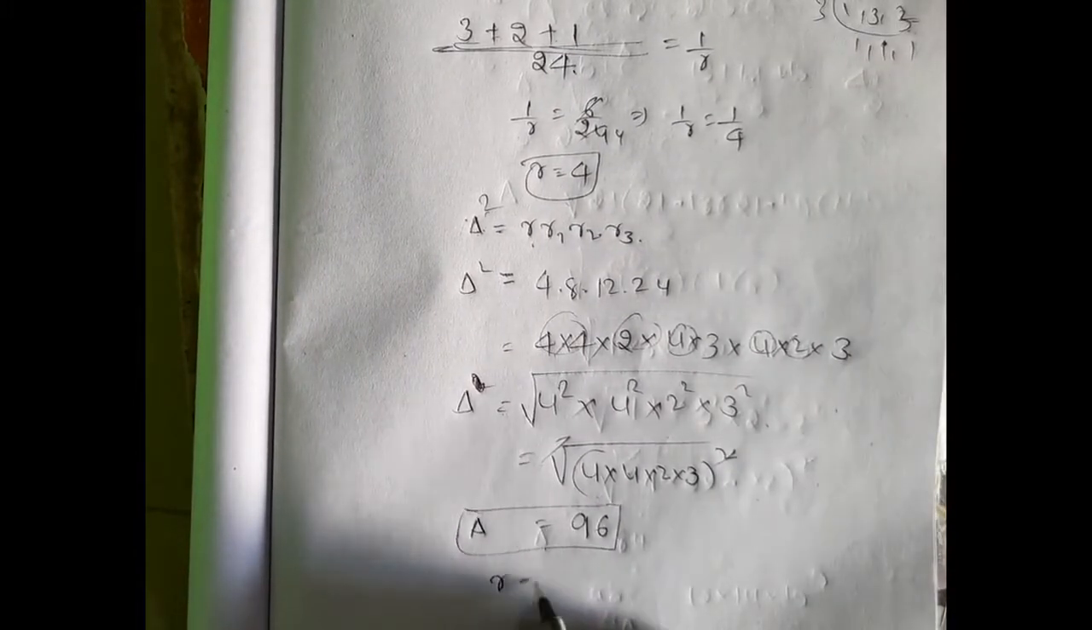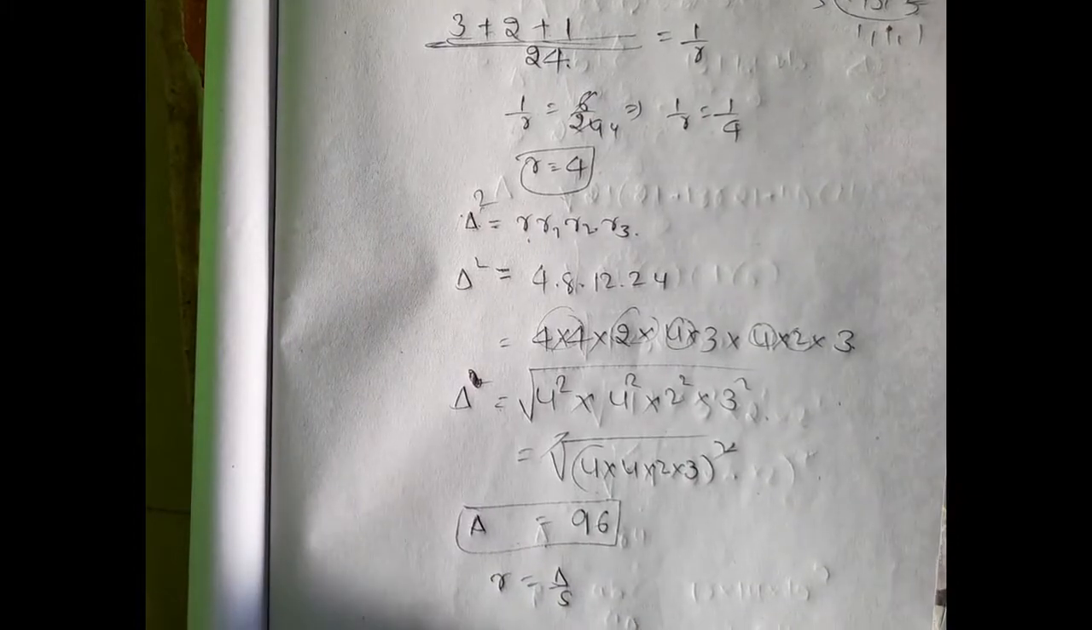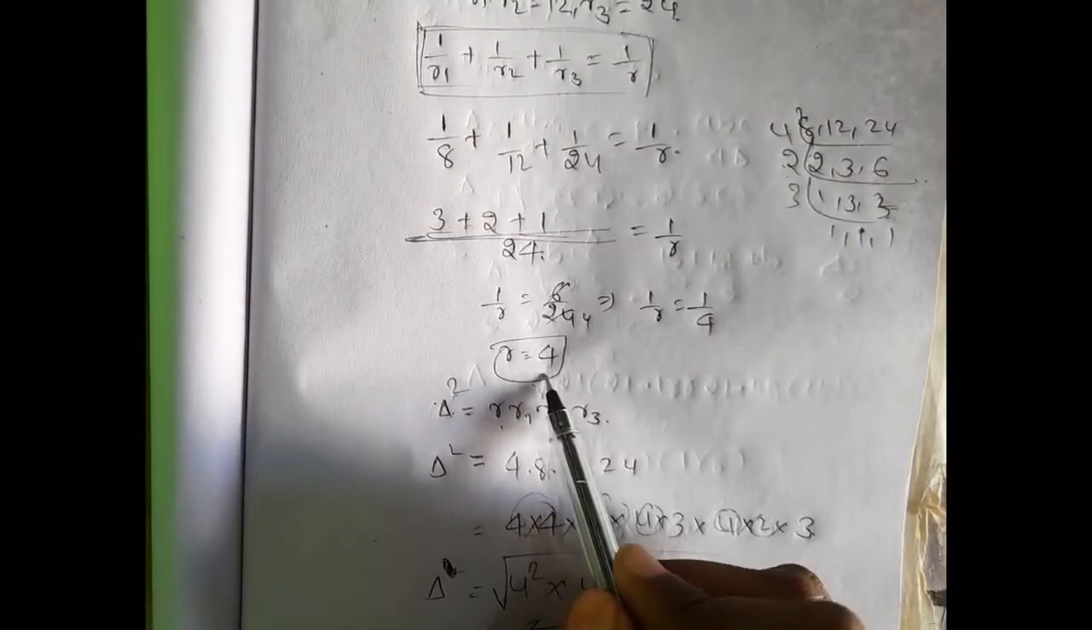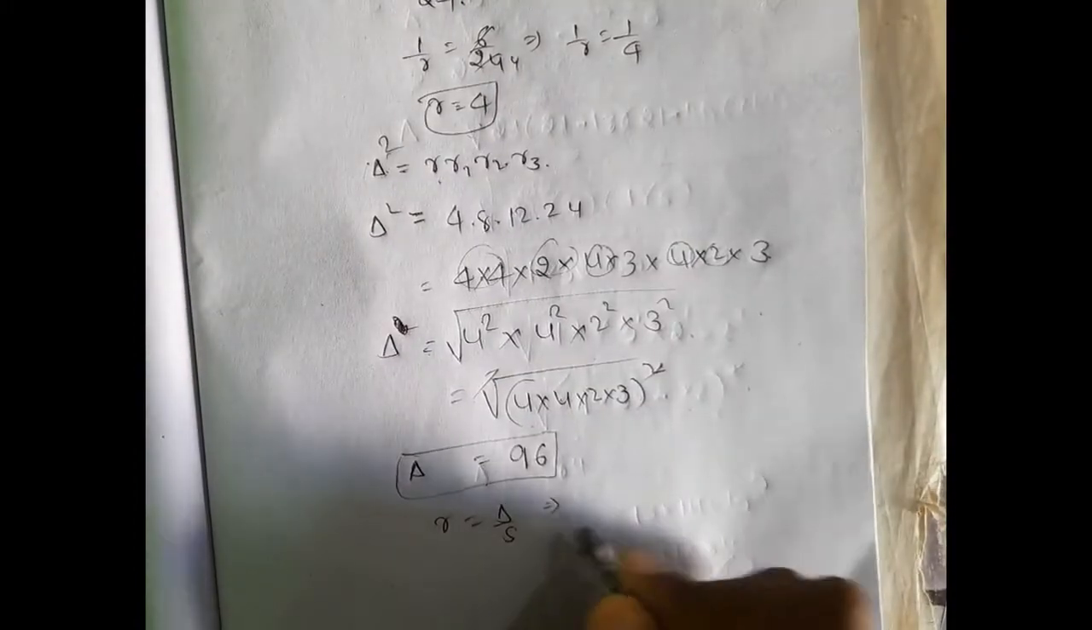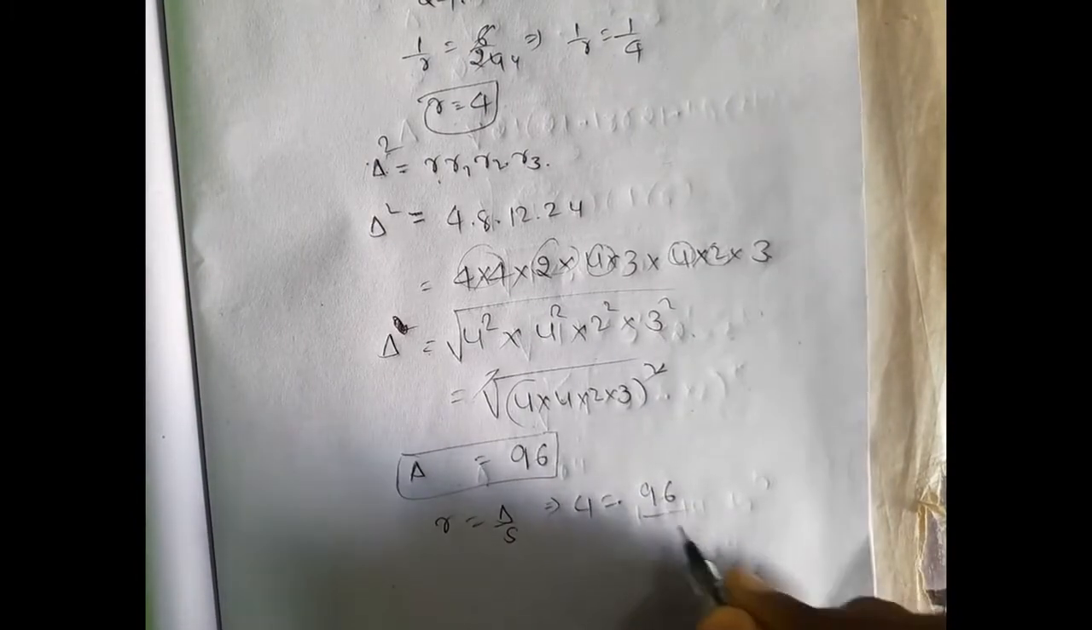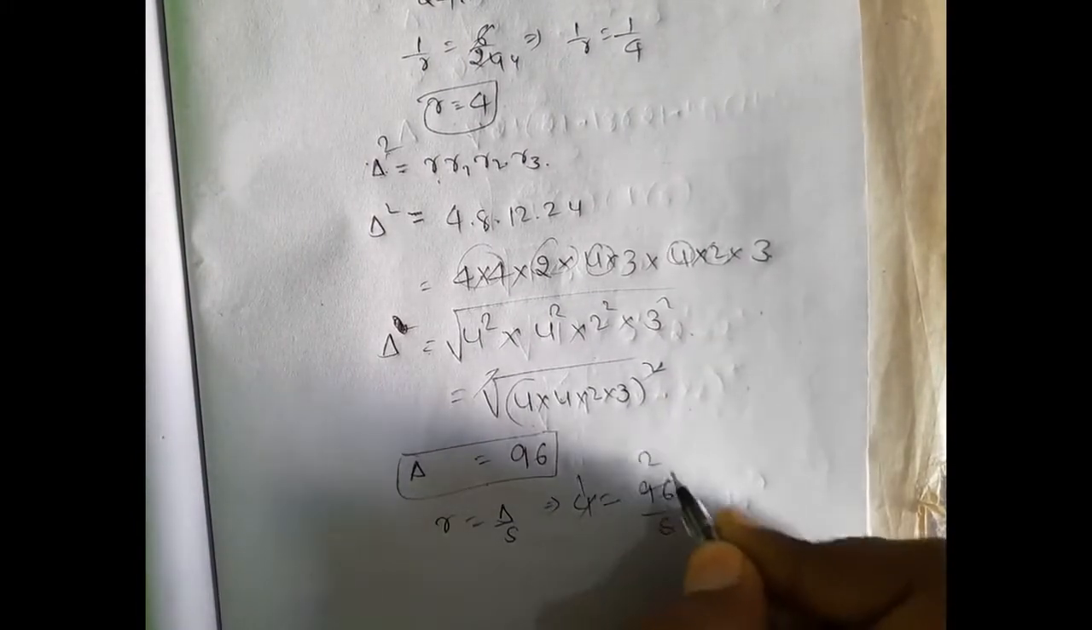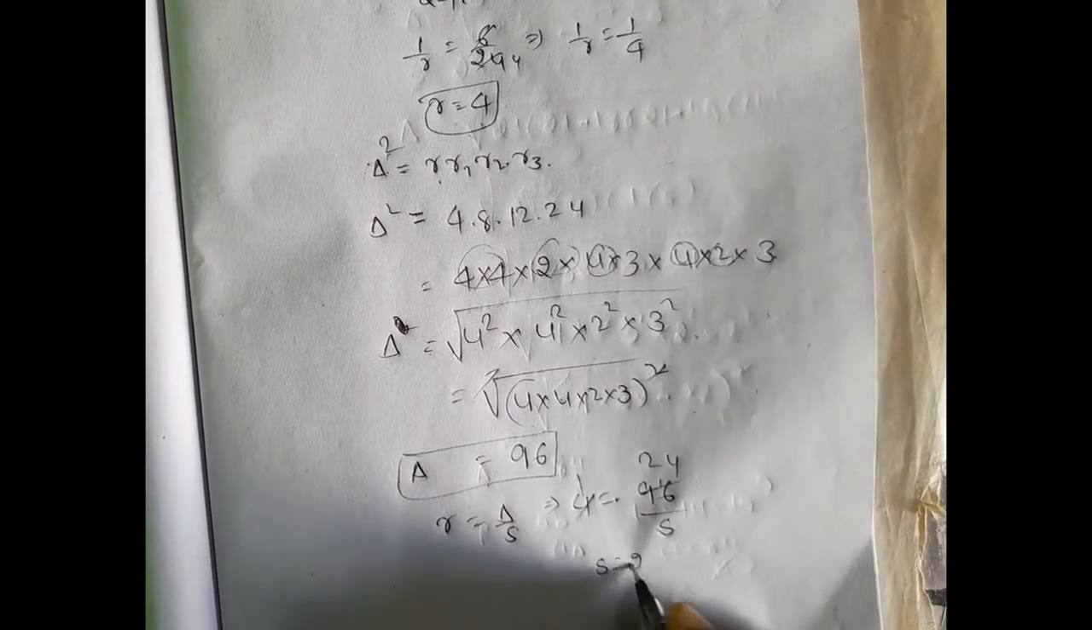And from the relation R equals delta by S. What is R? We got R as 4, right? So now 4 equals 96 by S. 4 ones are 4, 4 sixes are 24. So S equals 24.